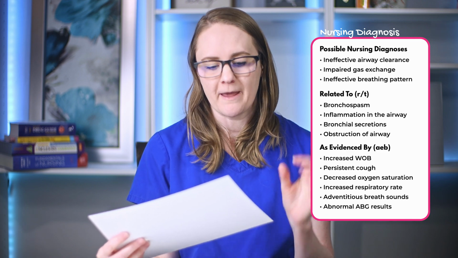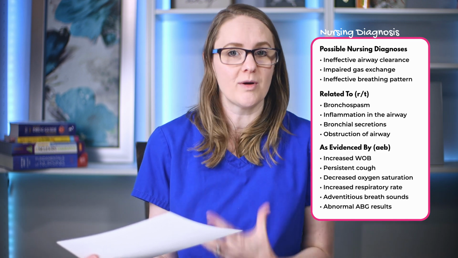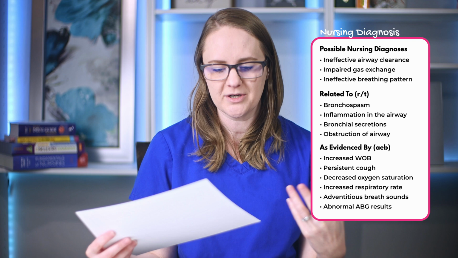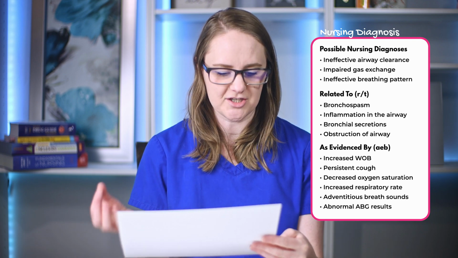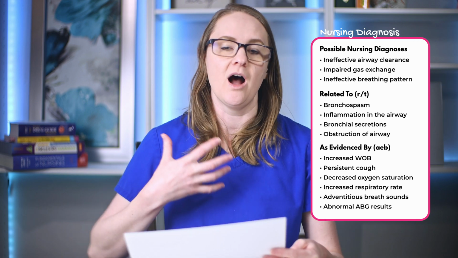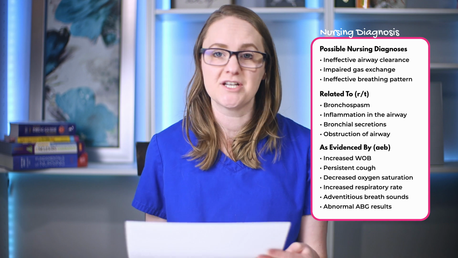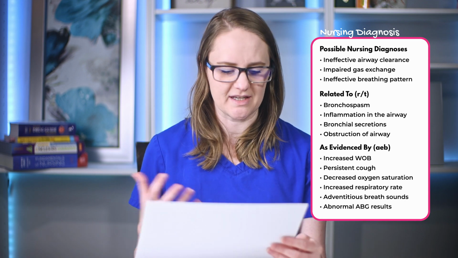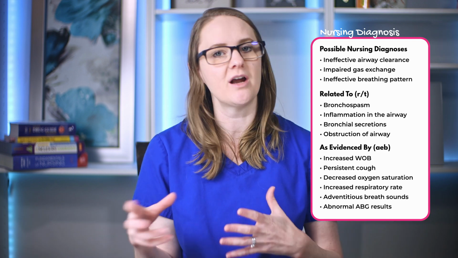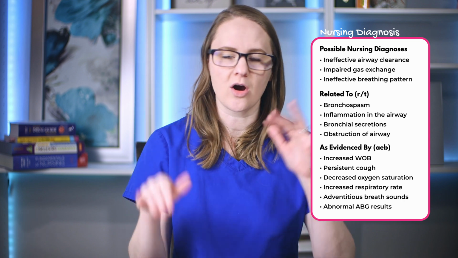So increased WOB, persistent cough. Is there so much gunkiness and mucus in the lungs that they have a persistent cough? It could be productive, it could be non-productive. Decreased oxygen saturation, increased respiratory rate, so they're just trying to get more oxygen in their body. Adventitious breath sounds, is there wheezing or crackles, things like that. And then abnormal ABG results. If your patient did have labs drawn, if they did have an ABG done, are those values out of whack?